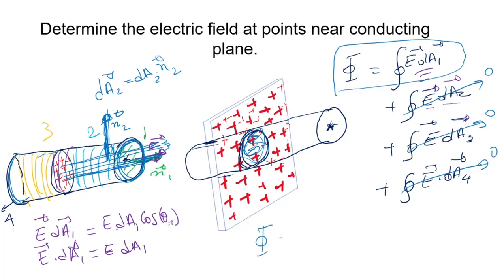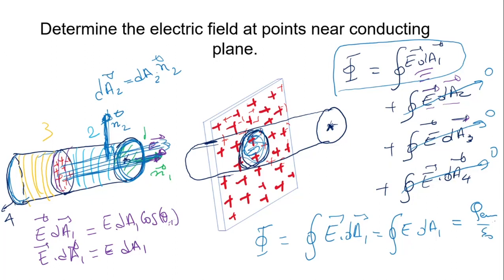So the total flux will be just the integral of E dA1, which is Q enclosed over epsilon 0. This Q enclosed is just sigma times the area. Now, the electric field will be constant because the density is uniform. At any position on this area, my electric field will be constant because the density is uniform. The electric field times the integral of dA equals sigma A.